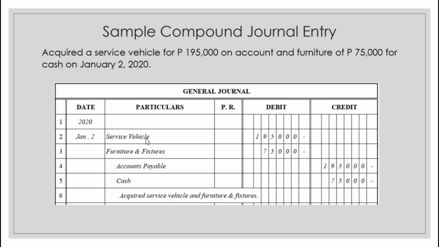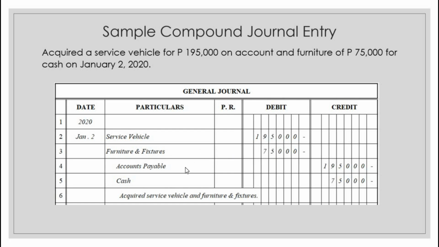you have service vehicle, 195,000. So why are we debiting service vehicle? Because the entity, the business, received a service vehicle, therefore increasing your service vehicle, which is an asset account. So you have to debit the same. The same also with furniture and fixtures. This is also an asset account. So if nag-acquire ng furniture, ibig sabihin mag-i-increase ang ating furniture and fixtures na account. So we also have to debit it, 75,000.